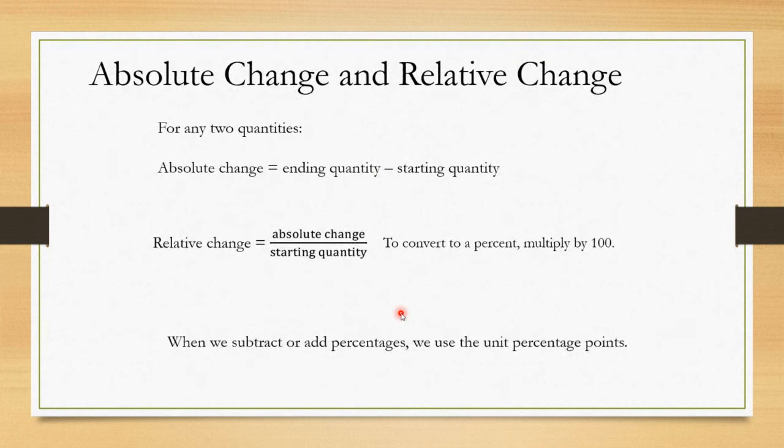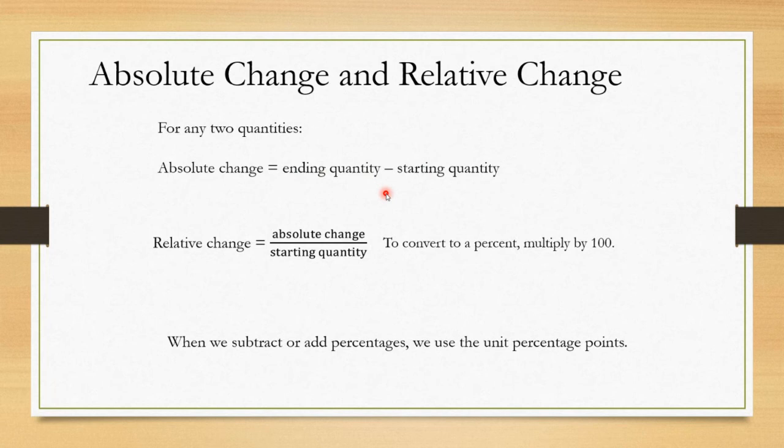All right, now, when you have changing quantities, you could run into these two notions of absolute change and relative change. Basically, the absolute change, by definition, is just the ending quantity minus the starting quantity. If something changes value, like the price of something or how much something's worth, you can consider the absolute change.